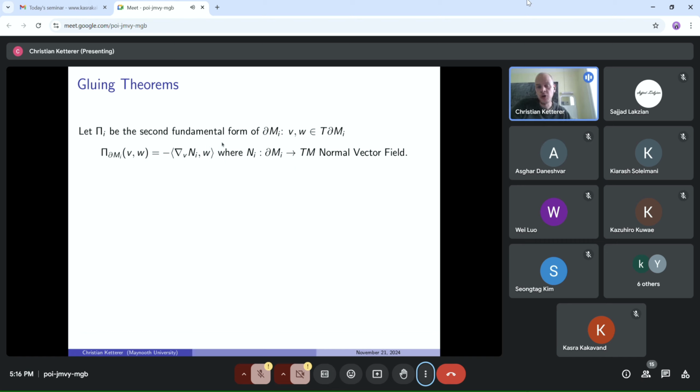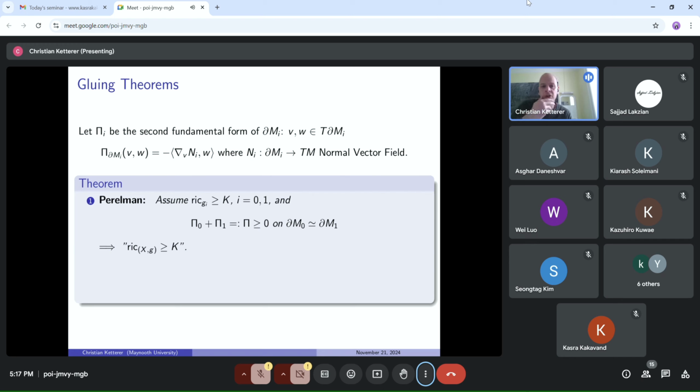So what we notice is, we have two Riemannian manifolds with boundary that are isometric, but the two second fundamental forms depend on the extrinsic geometry. So for each of these Riemannian manifolds, the fundamental form on the boundary will eventually be different. But with this, we now have the following theorem, and this goes back to Perelman.